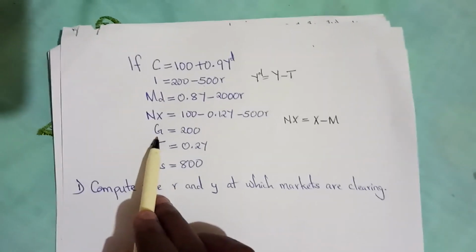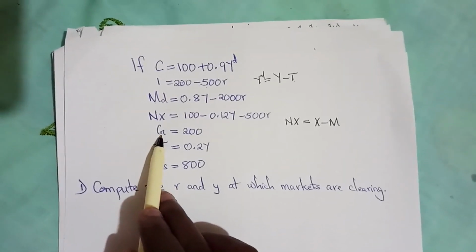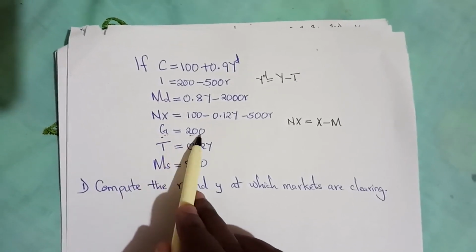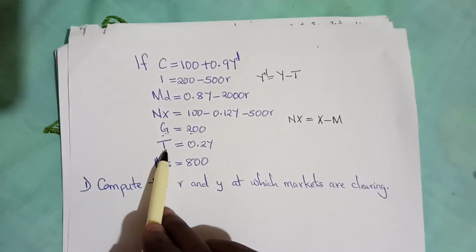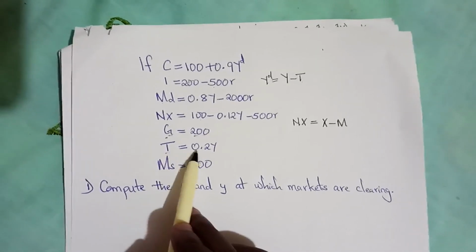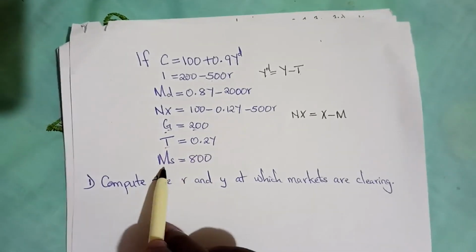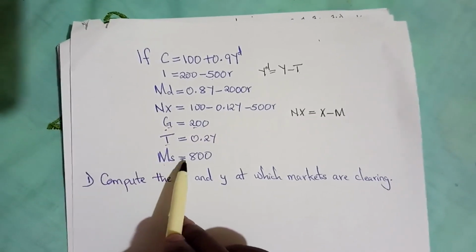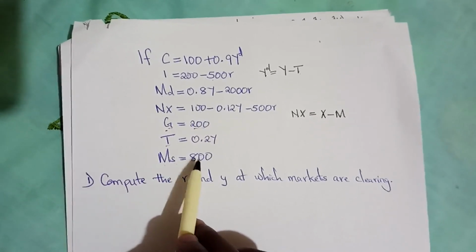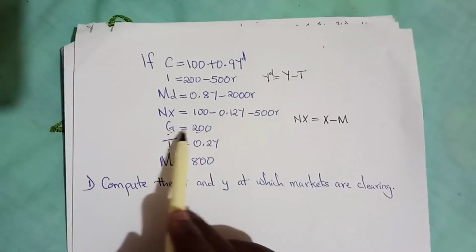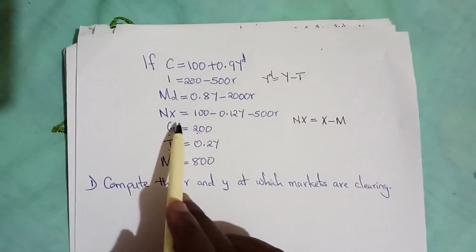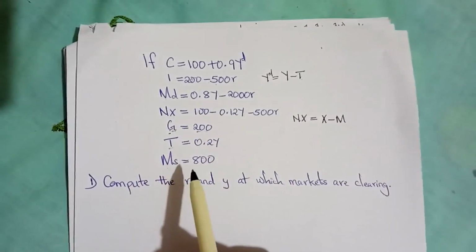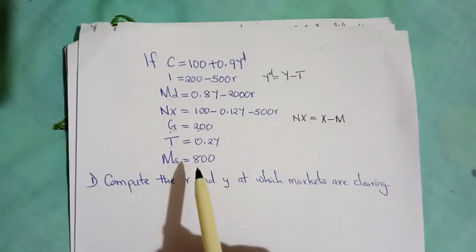G, which represents government expenditure, is 200. T, which is the total tax, is 0.2Y. MS, which represents money supply, is equal to 800. Guys, as you can see here, there is government, there is net export. This means that this is an open economy.